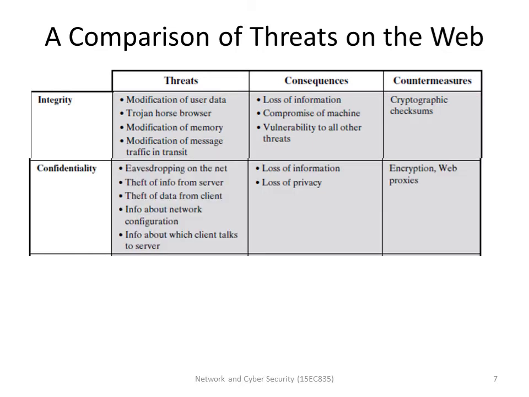Let us look at confidentiality. What is the actual threat? Here, it is eavesdropping on the net, theft of information from the server, theft of data from the client, information about network configuration, and information about which client talks to which server. The consequences are loss of information and loss of privacy. How is confidentiality dealt with? The countermeasures are using encryption and web proxies.